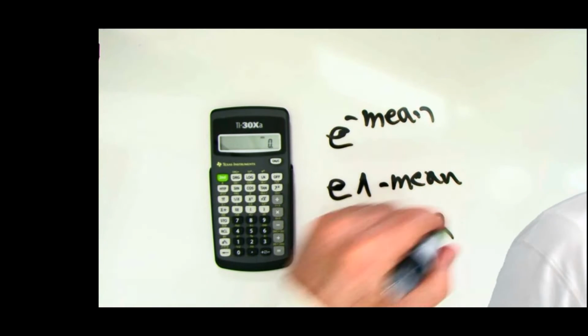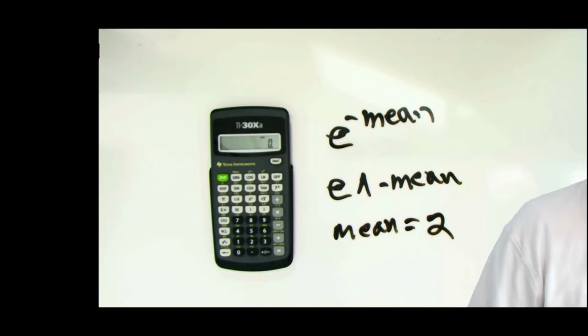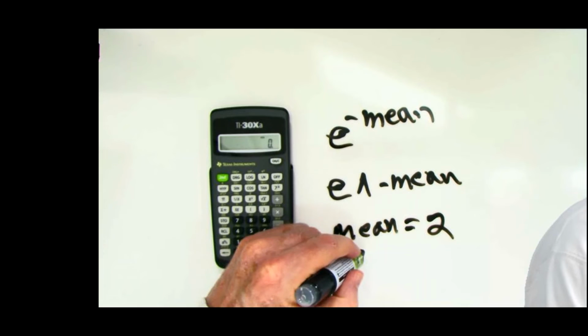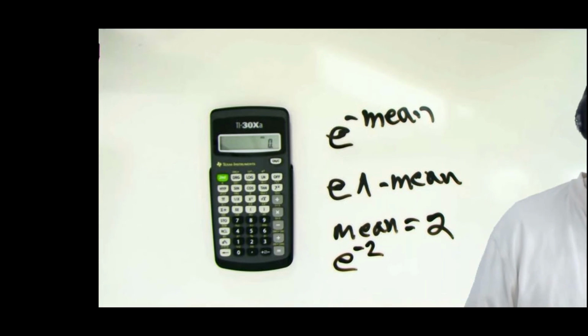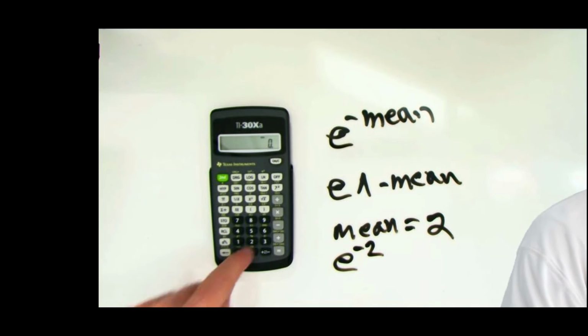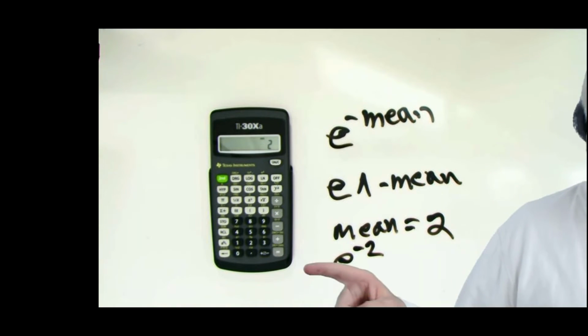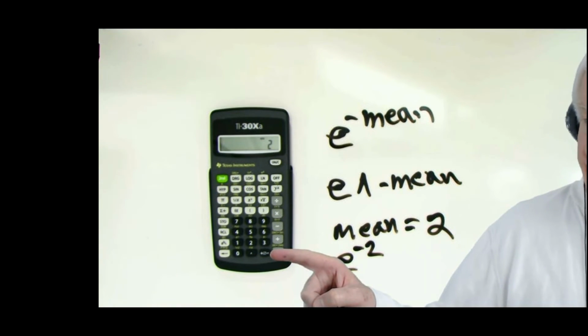Or equals 2, I mean. Okay, now I'm going to put that in my calculator. I'm going to put e to the negative 2. All right? So I'm going to go 2, and I'm going to hit this toggle switch here. Okay. See that plus minus?